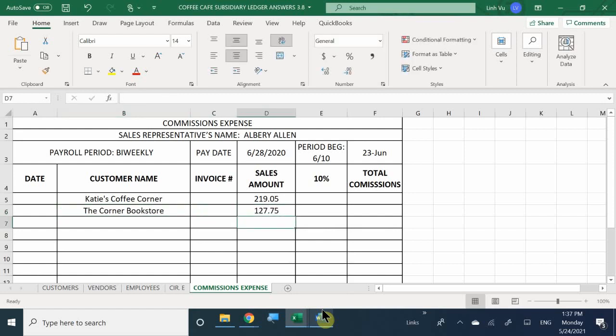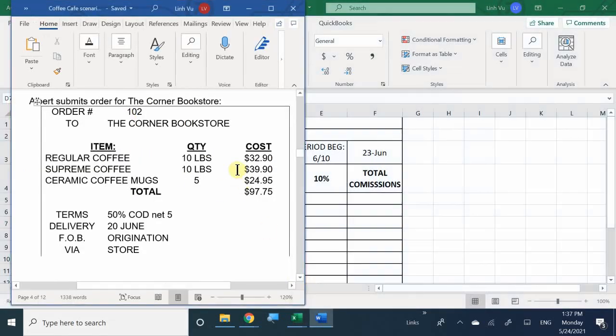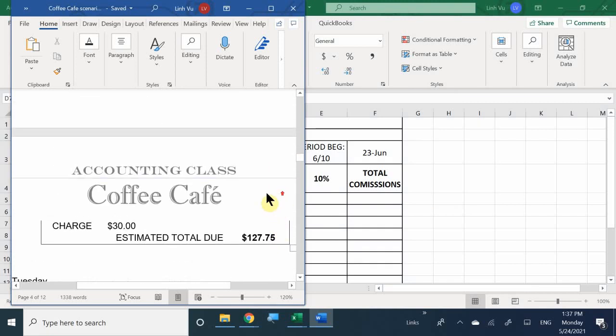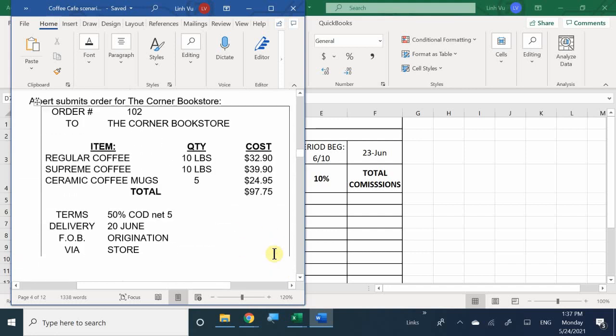Yes, because that's what the potential amount due is. In this case, this is what we're charging him. But if you keep going down further, we are charging $30 for delivery. So therefore the total amount is 127.75. So that's what his expected amount due is going to be.